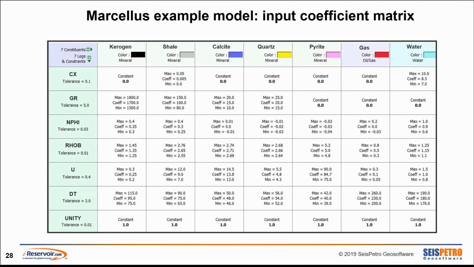Here is the input coefficient matrix that we're going to use for the optimization. In this particular case, we're going to solve for 7 minerals using 6 logs plus the unity constraint. And each coefficient is defined by 3 parameters: the minimum range, the maximum range, and the initial guess of the coefficient for the first iteration.